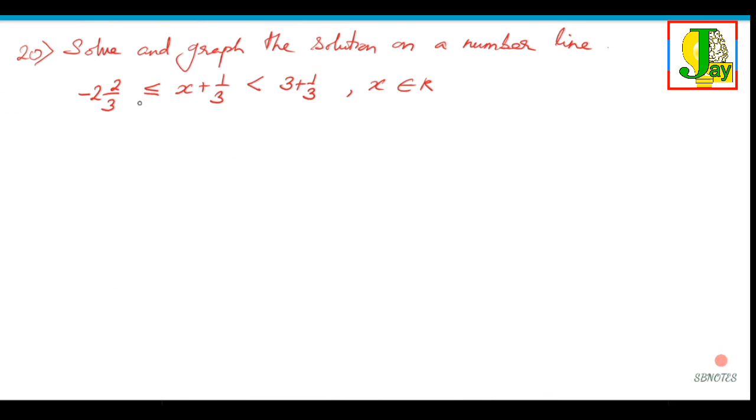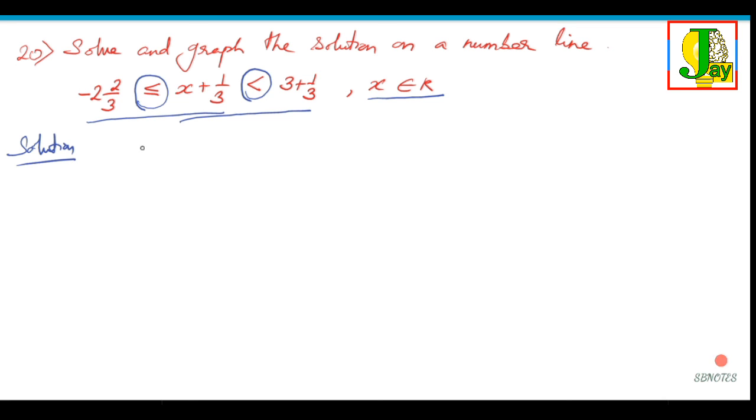Now in this question, instead of having one inequality sign, here there are two inequality signs. Here we have less than or equal to, then again we have less than. There are two inequality signs, and the replacement set is given, x belongs to R. So we'll start with the inequation on the left side first, then we can start the other one. We'll write these inequations separately.